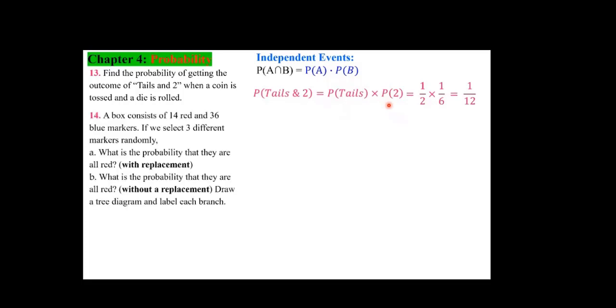A box consists of 14 red and 36 blue markers. Okay, so right away we have a total of 50. We've got to select 3 different markers. What is the probability that they are all red? And this is the idea of independency again. If they are independent, first of all, the probability of red would be 14 over 14 plus 36, just to give you an idea. So probability of red is N of R over N of S, and that becomes 14 over 14 plus 36. This is what's important. And of course, don't forget to simplify, but you've got to be able to see where the numbers are coming from.